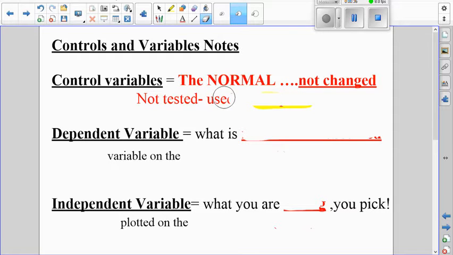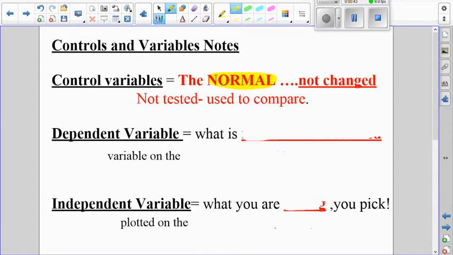And it's not being tested anyway. It's simply used to compare. The key words, in my opinion, here are normal and compare. So what would happen in normal everyday life if I never did my experiment? And then when you do the experiment and you change things on purpose, you will always compare those back to the control. How fast did this go compared to the control? How long was this compared to the control? How many centimeters compared to the control? You're always comparing back to the control.